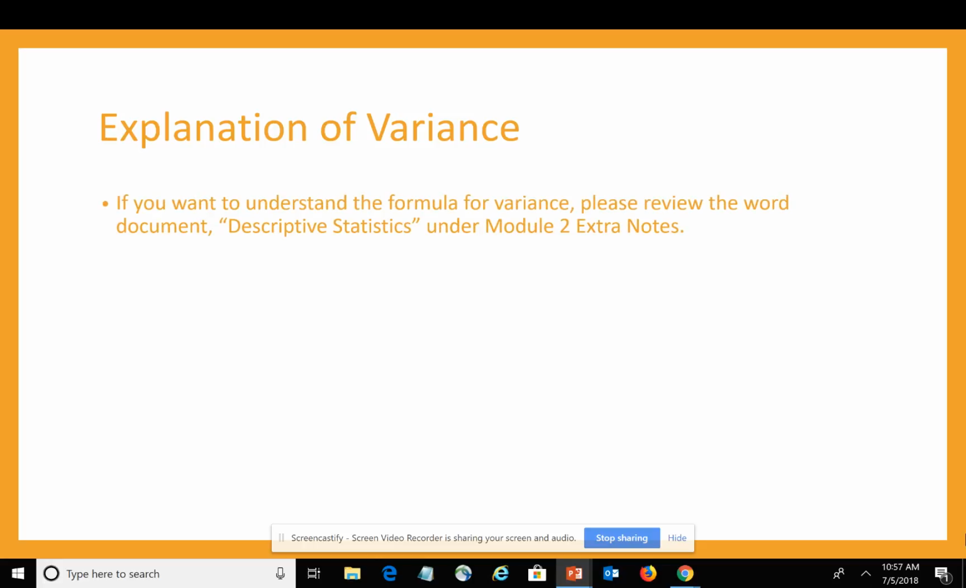If you want a detailed explanation of how this formula is developed, there is a Word document under Module 2, the extra notes, entitled Descriptive Statistics, that actually walks you through the development of all the various formulas. The one thing I do need you to know is that the symbol for population variance is this little O with an exponent of 2. The 2 indicates that we've squared it. The little O looking symbol is the Greek letter sigma, so we read this sigma squared.